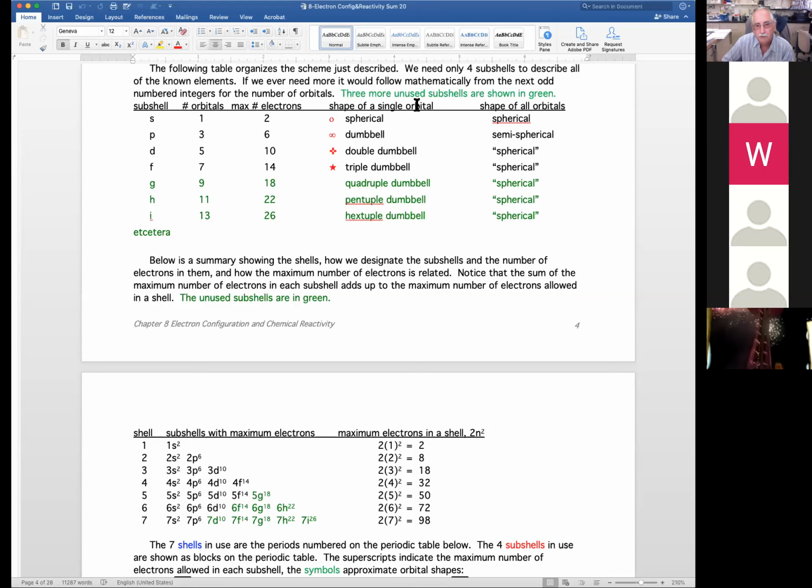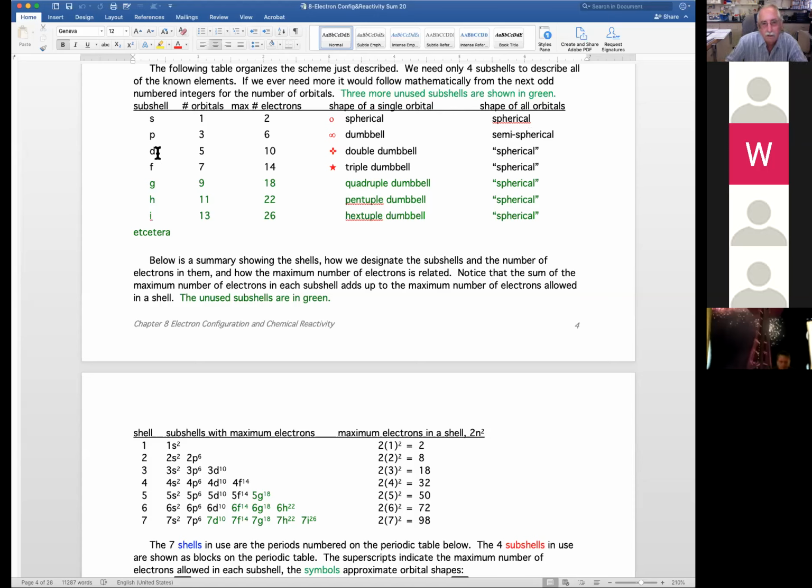So the shape of a single orbital for an S is spherical. If you keep putting spheres together, it's still spherical. The shape of a single P orbital is a dumbbell shape. It's got 2 lobes with the nucleus in the center. And you can have 3 of them, right? Put those 3 together, they become semi-spherical. Then you get more and more complexity.